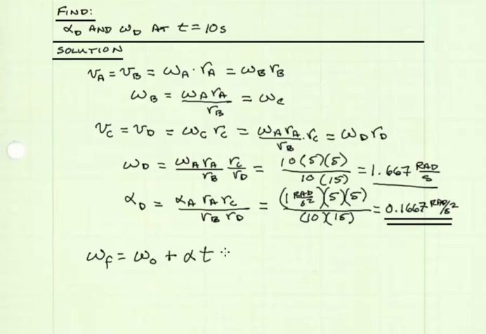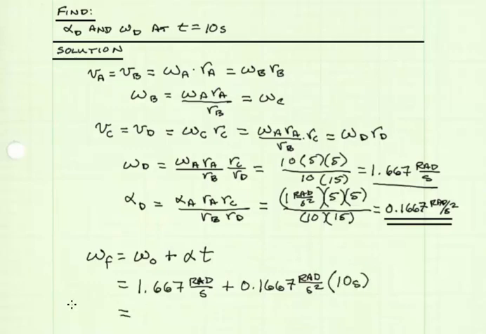Now, to find our final angular velocity at D, omega final is equal to initial plus acceleration times the time. We can use this equation because we know that we've got a constant acceleration problem. Substituting what we know, our initial angular velocity at D is 1.667 radians per second, our angular acceleration is 0.1667 radians per second squared, and our time is 10 seconds. Solving this, we get that the final angular velocity at D is 3.33 radians per second.